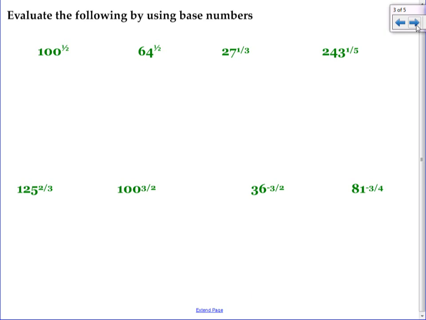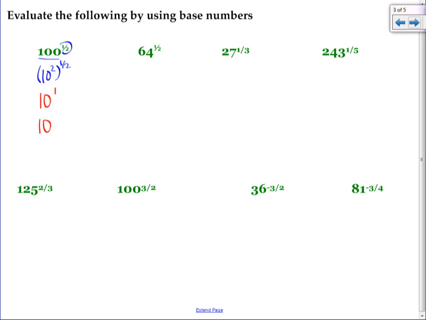So when it says base numbers, what they want you to do is to change this number into its base number. So 100, what's the base number for 100? 10 squared. Okay, we still have this 1/2 right here, so we keep the 1/2 on the outside. What do we do in this situation? We talked about this in our last chapter. What do we do with the 2 and the 1/2? Yeah, we multiply them when it's a power raised to a power. So that would be 10 to the 1, which is 10. So it's these same 3 steps every single time.